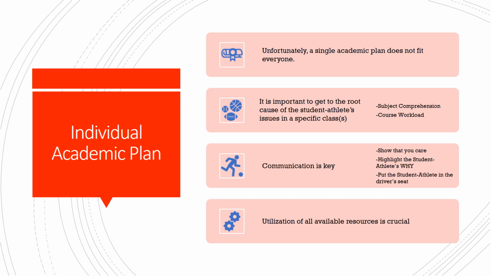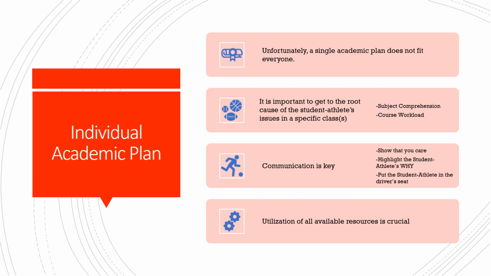I have found two primary reasons for academic issues, one being subject comprehension, where the student athlete may not understand the subject material, or course workload, where the student athlete does not handle the time rigors needed to achieve high marks in the course. Whatever it is, the issue or issues must be identified, as it will be the guiding factor of where the emphasis of the individual academic plan will go.